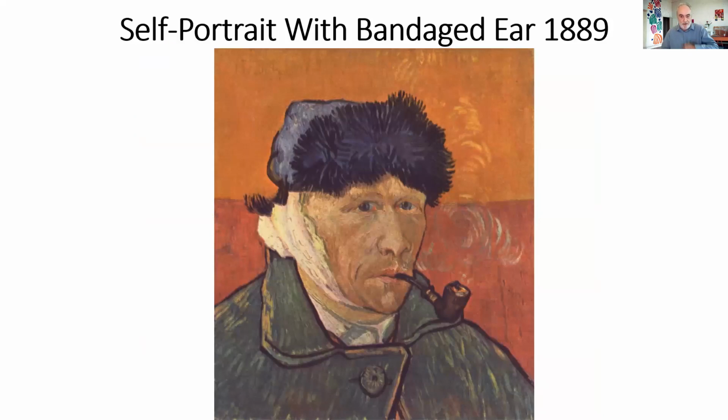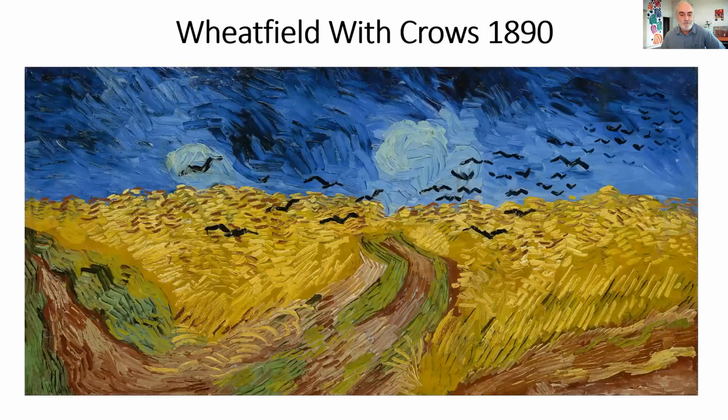Here's a self-portrait with the bandaged ear. He cut off his ear in a violent self-abusive episode. And then in 1890, he shot himself. He was a man who never was recognized, and his father thought he should go to an insane asylum. His brother, Theo, was the one who always helped him, but he had a very hard life indeed, and he ended up committing suicide. This is 1890, the year that he died. So this is a painting from some months before he committed suicide.